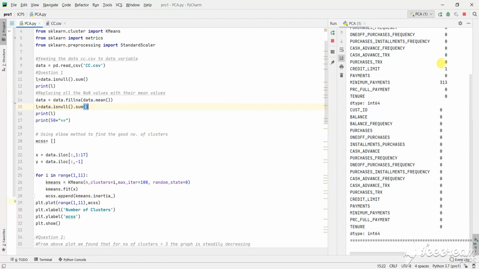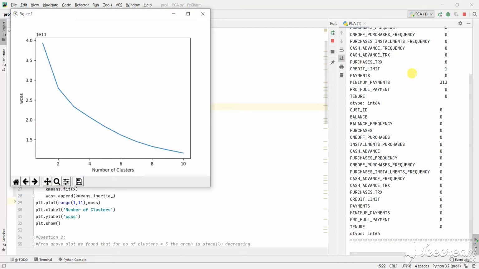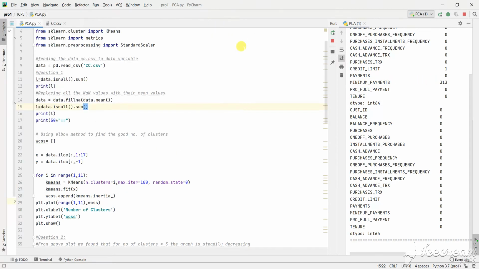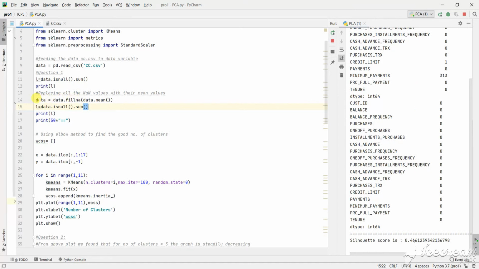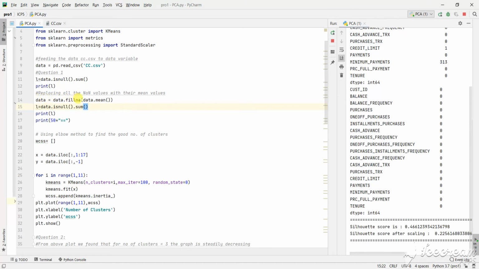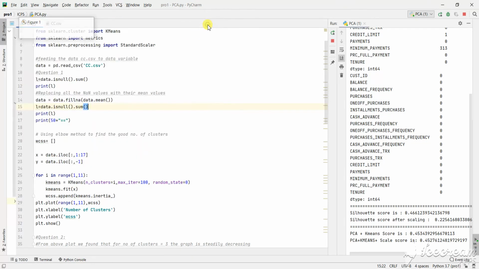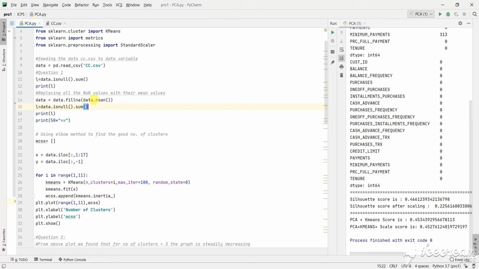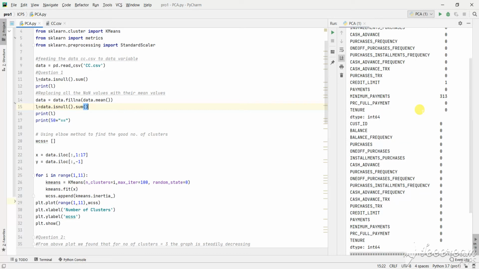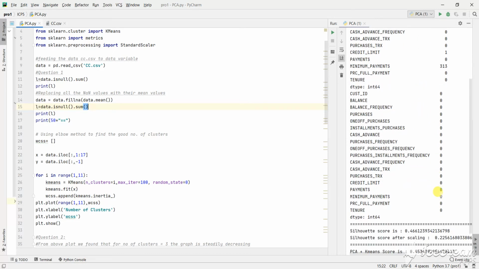If you can see, these are the null values I got. For credit limit we have one null value, and for the minimum payments we have 313 null values. For removing those null values I have used this variable fillna with data.mean, such that whenever we find a null value, it will be replaced by the mean value, and after that we can see that there are no null values here.